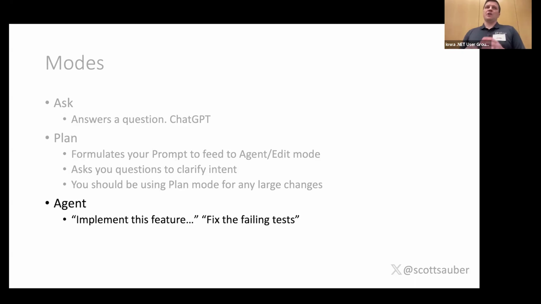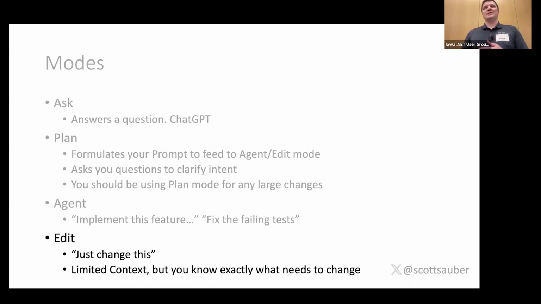Agent mode is kind of where you go and say, hey, go implement this feature, fix the failing tests, those kinds of things where you don't give it a ton of context, but it just kind of figures things out. Whereas edit mode might be more like precision, saying, hey, I want you to change this specific thing. It doesn't have as much context, but if you know exactly what you need to change and where, that's kind of where edit mode comes in. Honestly, I don't really use edit mode at all, but it is a thing that a lot of tools have.